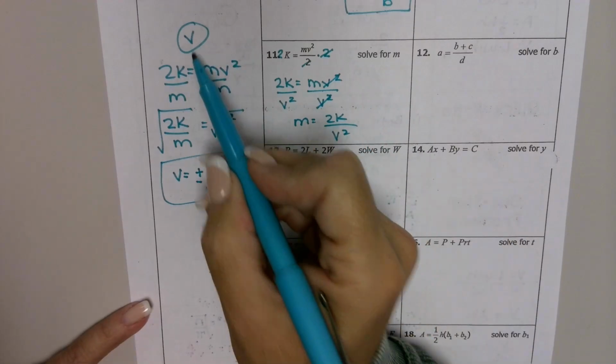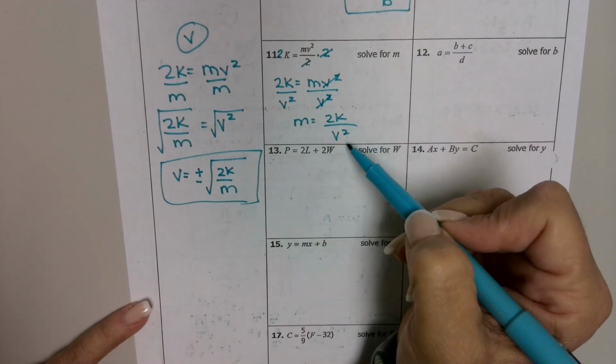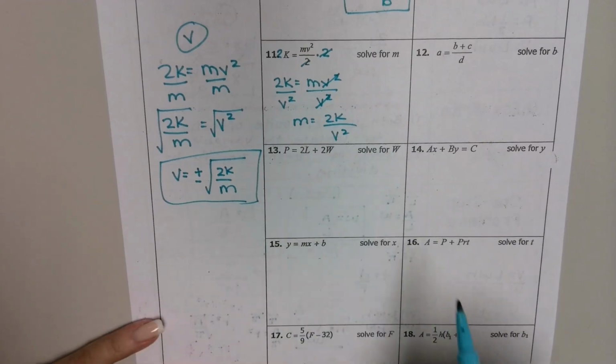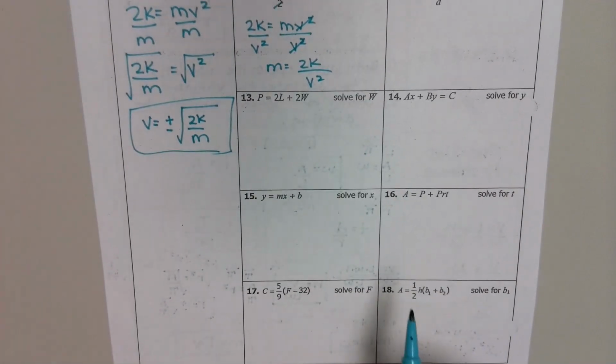All right, so it's very different. Here, if I'm solving for v, I end up with the square root, but here I'm solving for m, so v squared is going to stay. All right, I'm going to do one more problem, and then I'm going to let you practice this with your table. And so I'm going to do number 13.